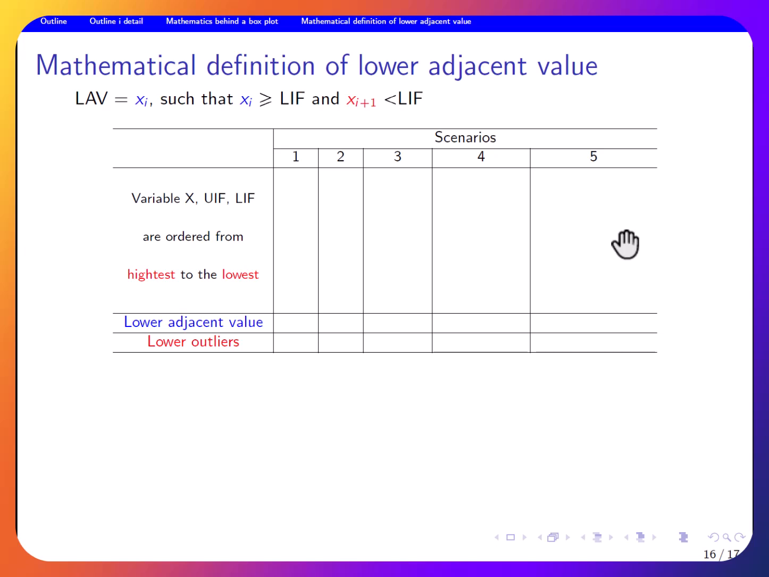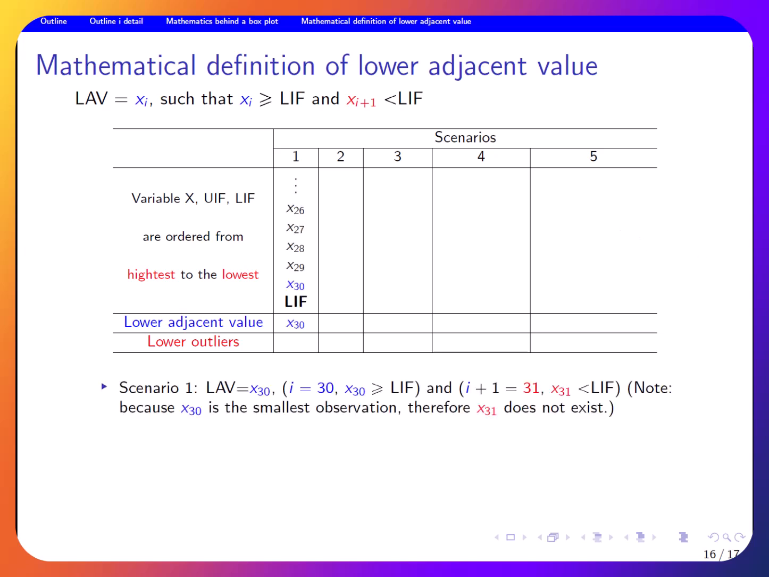Let's look at the first scenario. In this scenario, the lower adjacent value equals x30, therefore i equals 30, x30 is larger than or equal to the lower fence, and i plus 1 equals 31, x31 is smaller than the lower fence. Because x30 is the smallest observation, x31 does not exist. Let's move on to the second scenario.